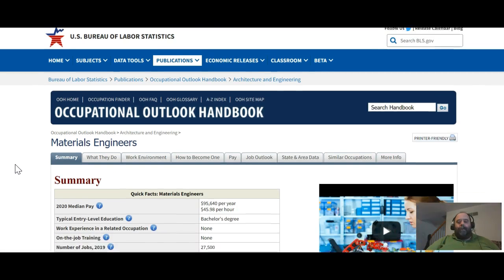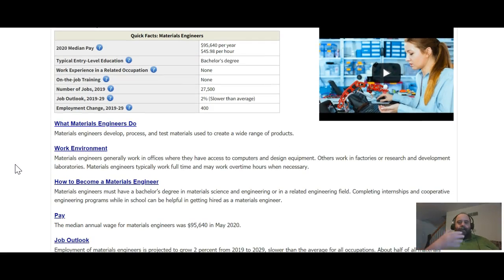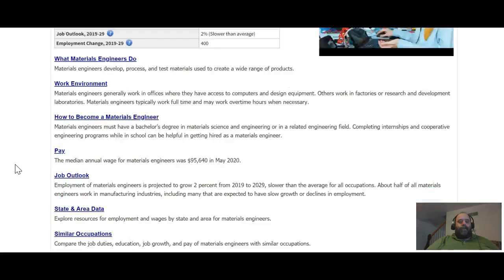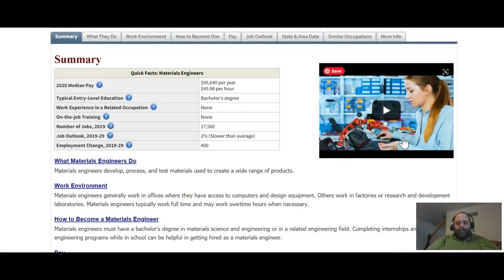Now, at the beginning of all of this, you're going to see a summary page. It's going to tell you things like median pay, typical entry-level experience, etc., which is just a gloss overview of everything about this career. There's also a YouTube video here on each of the careers. I'd advise taking a minute to watch that. I'd advise soaking into this for about 15 to 20 minutes.